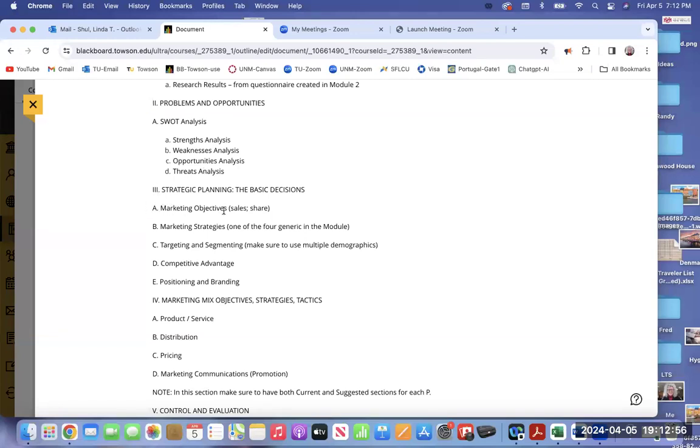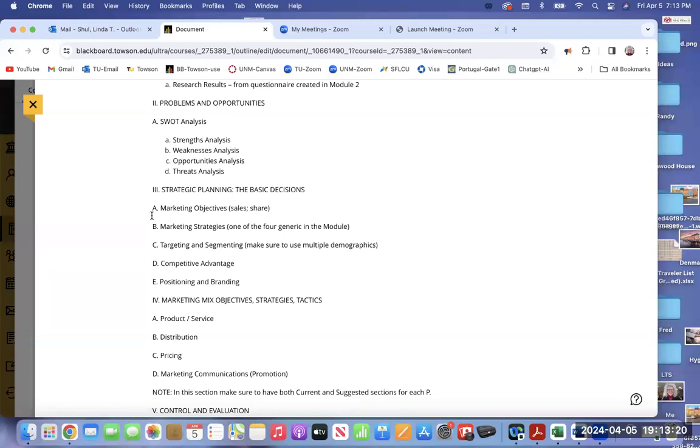Moving on, the marketing objective. This is where a lot of people lose points, okay? A marketing objective has to be a percentage, it has to be measurable and time specific. There are so many people who lose points here. I copy and paste, and it's not measurable and time specific. You're going to lose points.